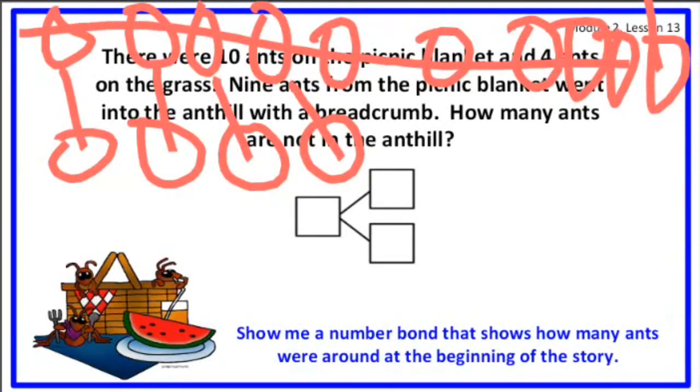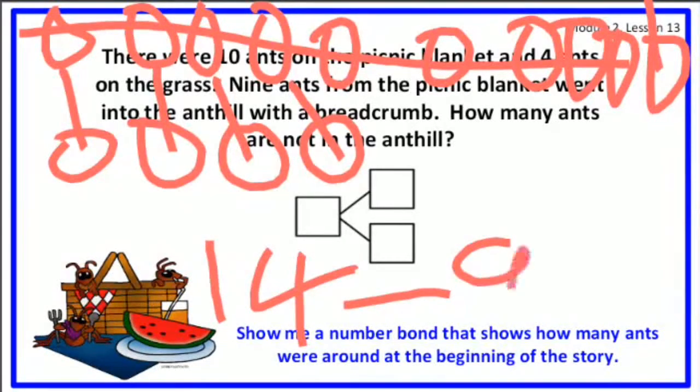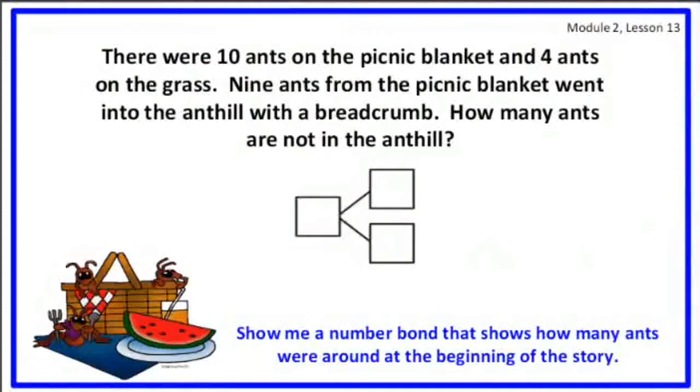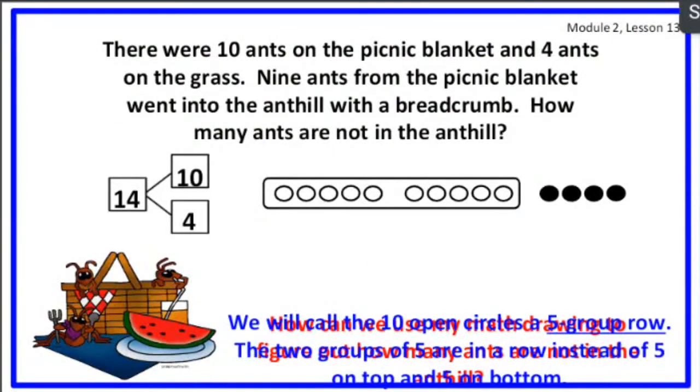What's the number sentence? Everything before was 10 and 4. That's 14. Minus 9 equals the answer, which is 5 that's left. So my number bond will be 14, 9, and 5. Very good. Clap for yourself. And let's take one more story.